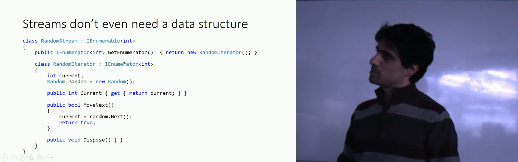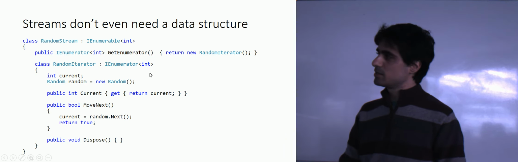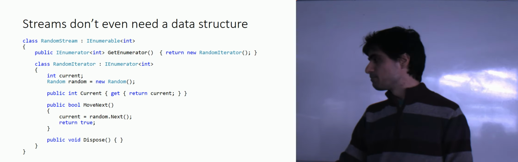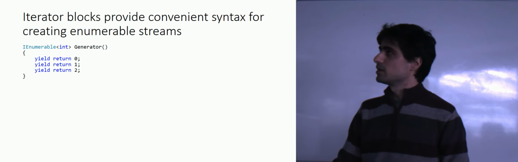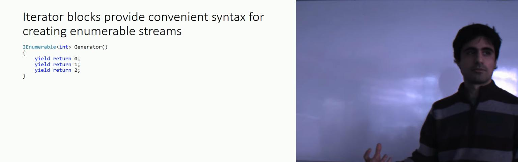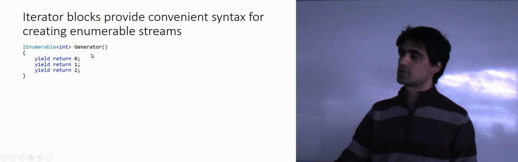So this seems a bit clunky because you have to implement all these methods, and it turns out that these ideas of streams, defining these streams computationally in this way, is so powerful that in C#, and sometimes in other languages as well, they provide specific syntax to make this very easy. So in C# you have what they call iterator blocks that provide a very convenient syntax for creating these enumerable streams. So you can create them actually just like this.